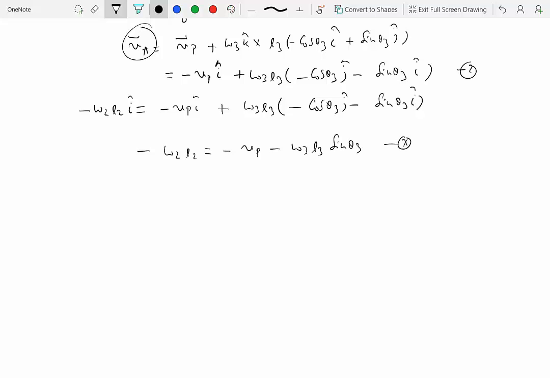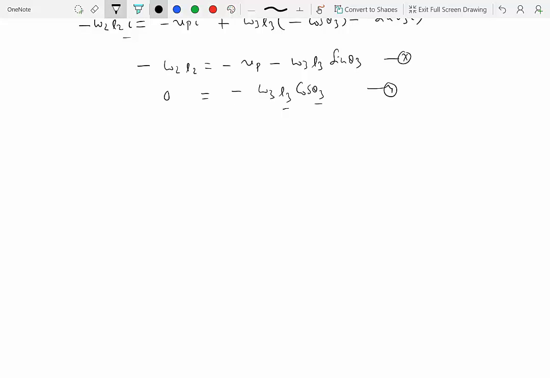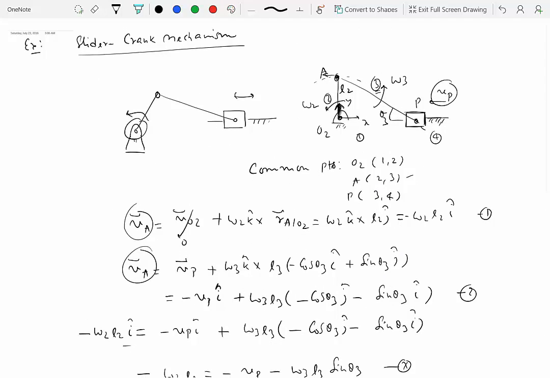Let's call that equation X. And then 0 equal to, there's no component of j hat on the left hand side, minus omega 3 L3 cosine theta 3. And that's equation Y. Okay, all right. So L3 is not 0, cosine theta 3 is not 0. That means omega 3 is 0. So at this particular instant, remember you're doing instantaneous kinematic analysis, the angular velocity of the connecting rod is 0. Okay, that means that it is not rotating at this particular instant. It may have been rotating at the instant before, and it will be rotating maybe the next instant, but at this particular instant at least it is not rotating, right?